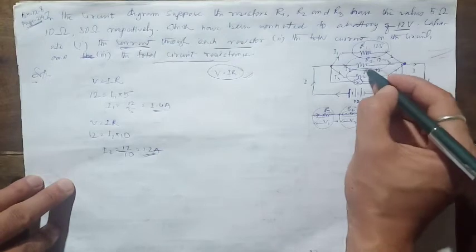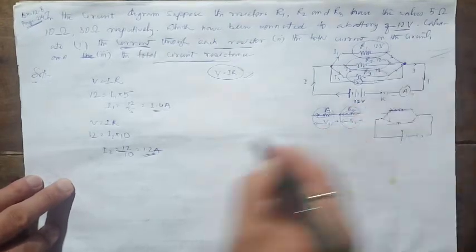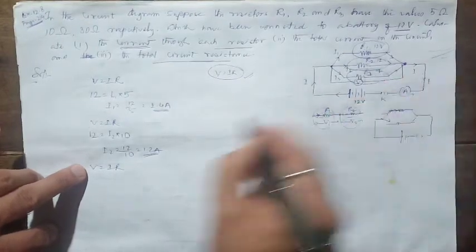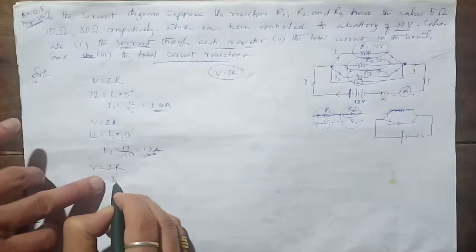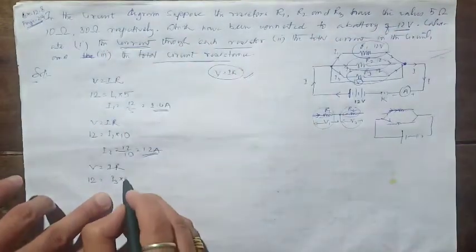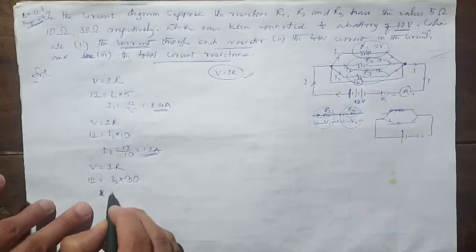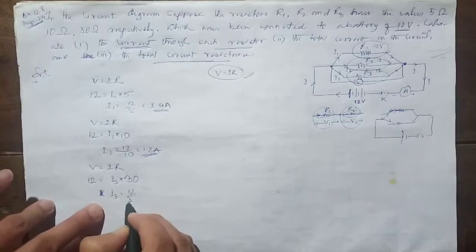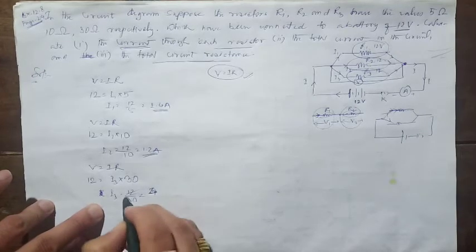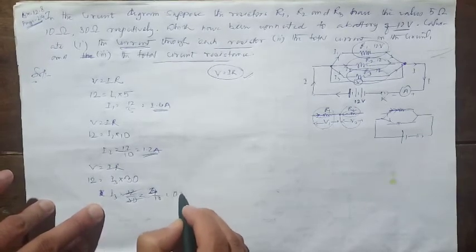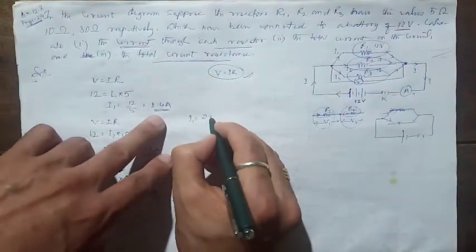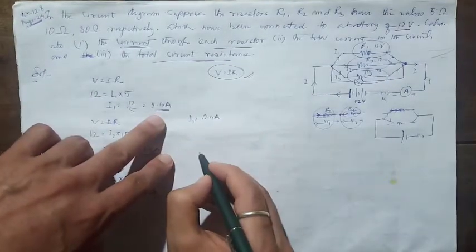Similarly, we'll find out the current flowing through this arm. So use the same equation, V equals IR. The potential difference across this resistor is 12 volt. Current is I3 and the resistance of this resistor is 30 ohms. Now I3 equals 12 by 30. Four 3s are 12, 3 10s are 30. So it's 0.4 ampere.